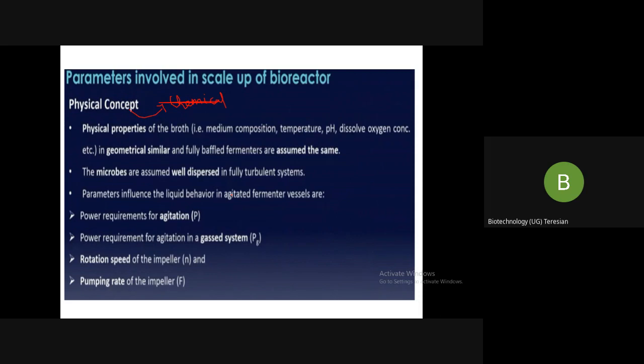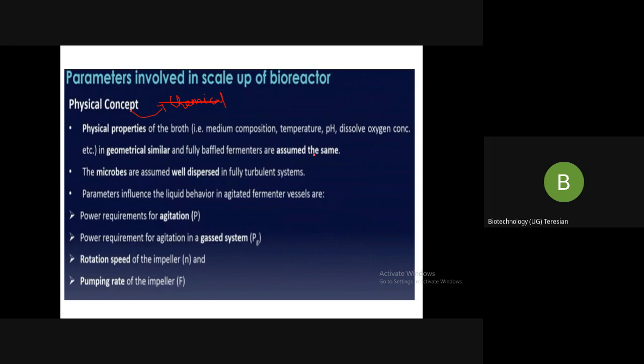So, what is this we are telling? What could these physical factors be? Let us see that. Geometrically similar and fully baffled fermenters are assumed the same. So your fermenters, whatever you're using, geometrically they should be similar, and they should have what are known as baffles. Because if you do not have baffles, then there will be vortex formation, as I told you before.